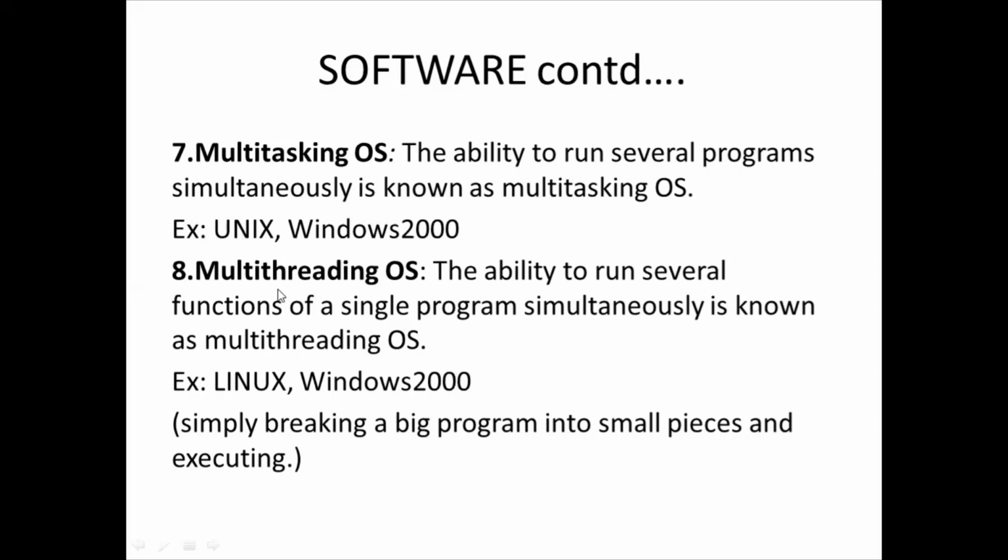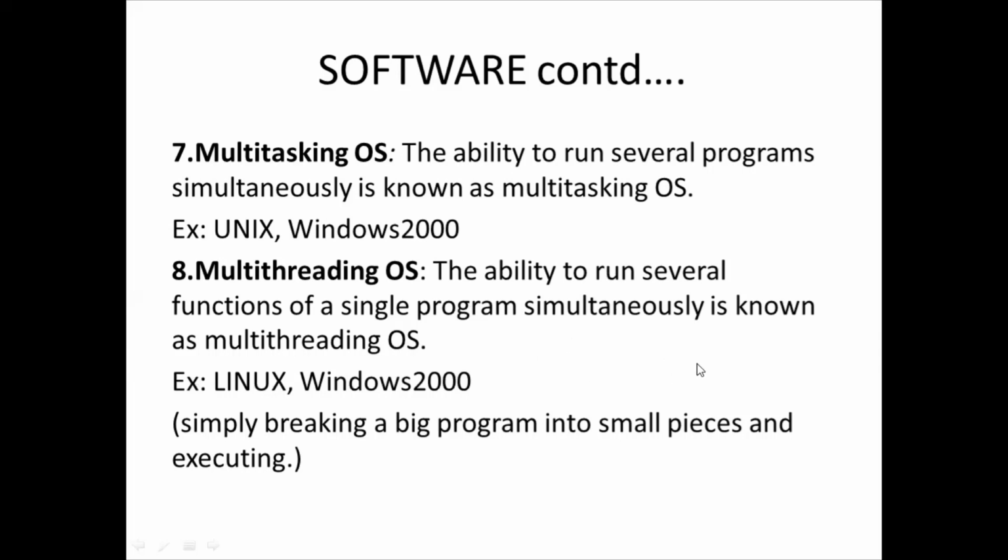Then we have the multi-threading operating system. The ability to run several functions of a single program simultaneously is known as a multi-threading operating system. Examples are Linux and Windows 2000. Here, a big program is broken into small pieces for execution, which we call threads. For example, when there are 100 lines of execution, we are only executing the first 10 lines.